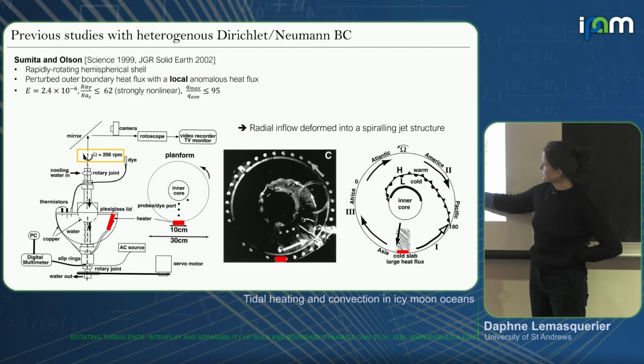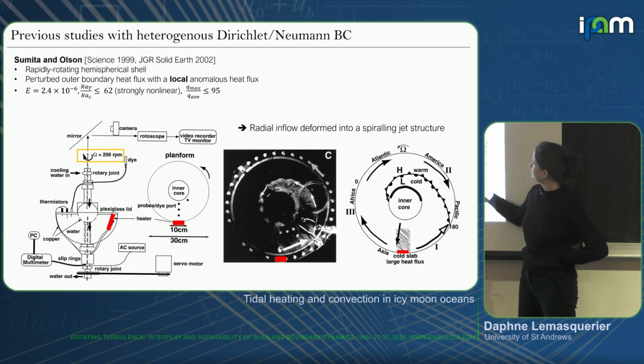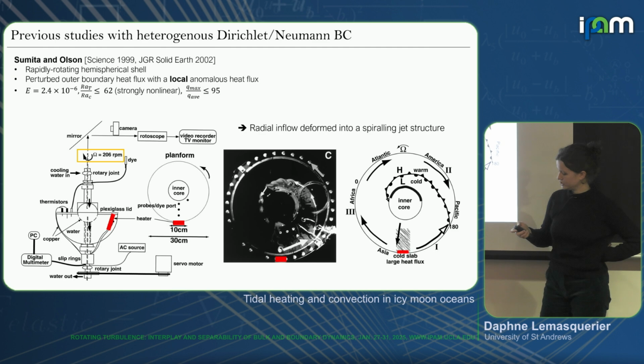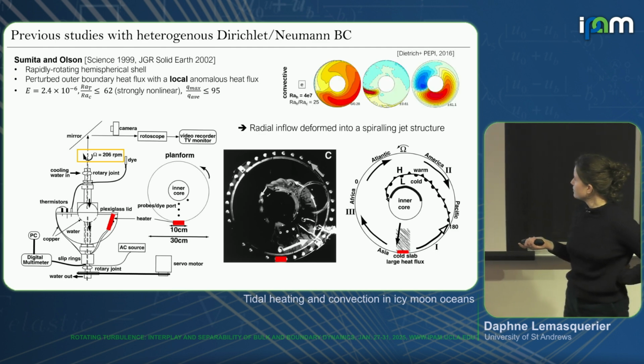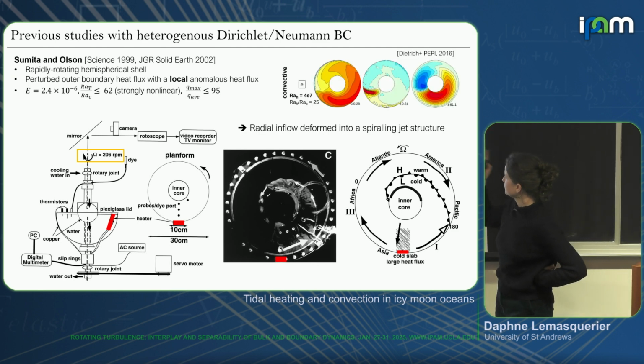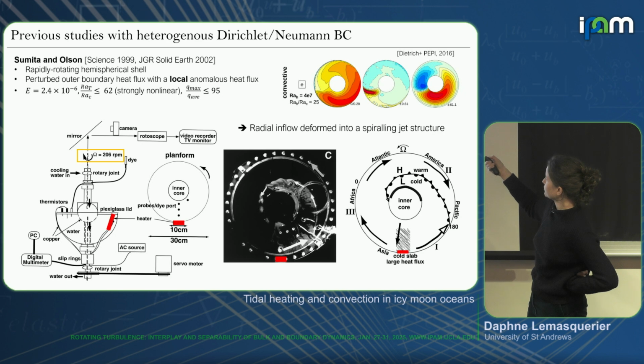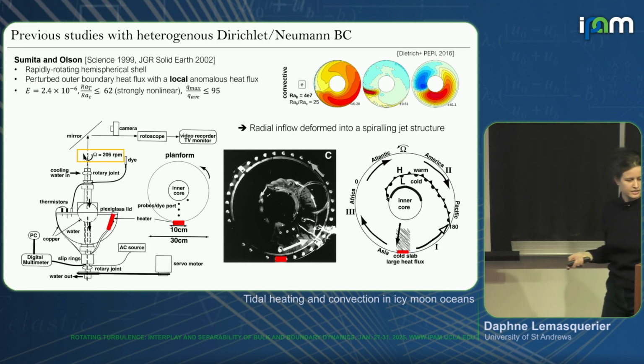And this is a schematic of this circulation, where you get this inward spiraling jet that separates a cold region from a warmer region. And if you remember what I just talked about from the study by Dietrich, this is really reminiscent of the case where the downwellings become confined to a narrow jet that eventually reaches the inner core.